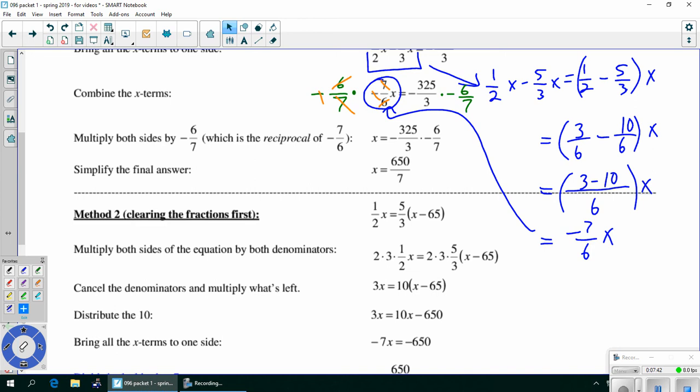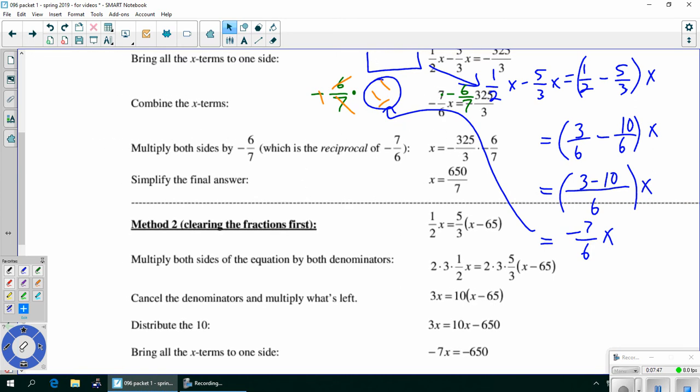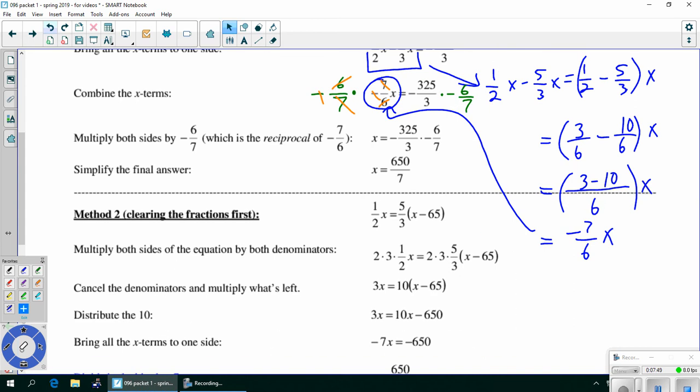Okay, so then the left-hand side is plain old x. The right-hand side is this product right here. And so the question is, how do we multiply two fractions? So to multiply two fractions, do we need a common denominator? No. To multiply, you just multiply straight across.